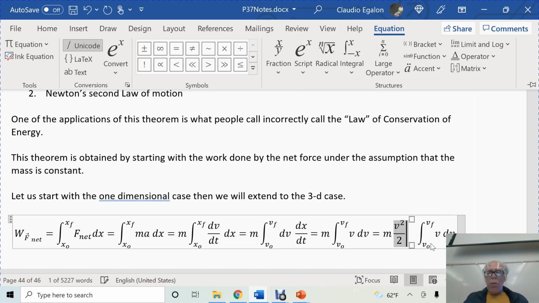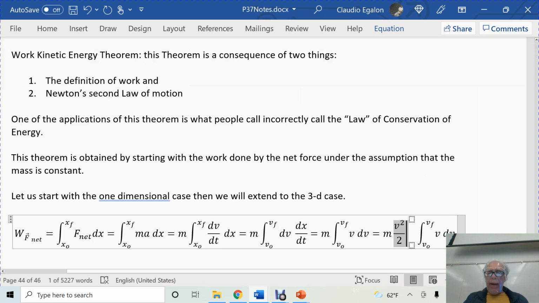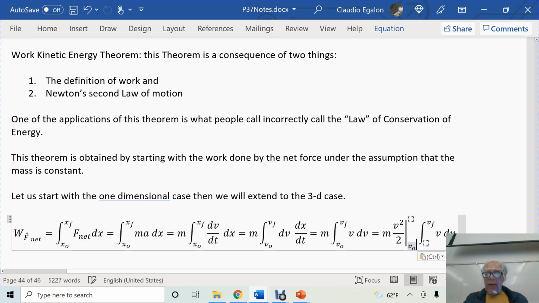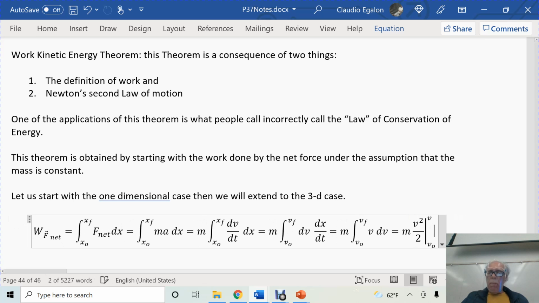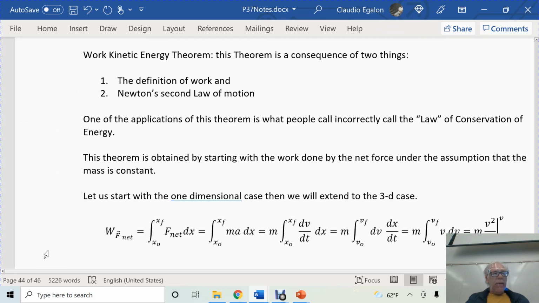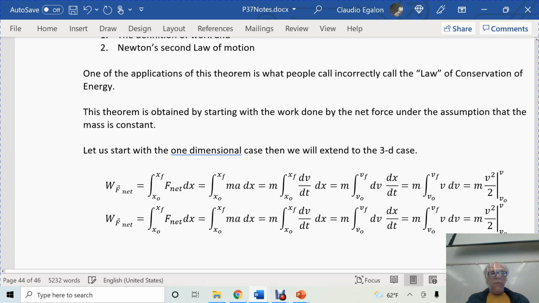I'm going to change the name of my integrating variable. v naught is going to stay as v naught. What I'm going to change is the final velocity. Instead of calling it vf, I'm going to just call it v. Okay? We are almost done with the one-dimensional case of the work-kinetic energy. It's just a matter of applying the limits.